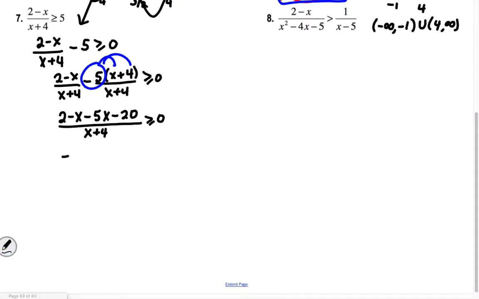So we get -6x minus 18 all over x plus 4 is greater than or equal to 0. So to find my critical values, I set my numerator equal to 0 and I set my denominator equal to 0.